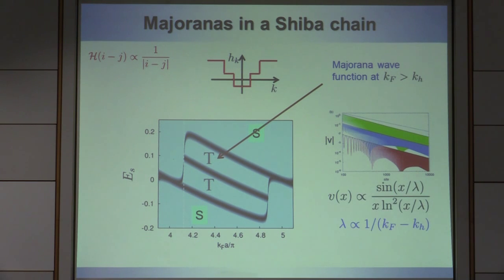And actually, it looks not so good, because the Majorana state decays pretty slowly with the distance, as 1 over x log squared x. And this is the result of this very slow decay of the matrix elements. So if the hopping matrix elements decay slowly, there is no chance to get a strongly localized state, right? So that looks not so good.